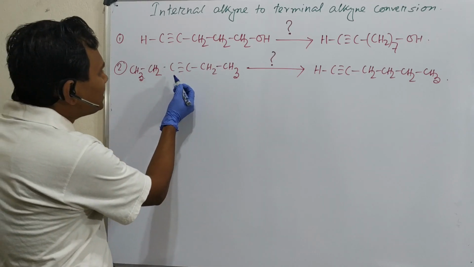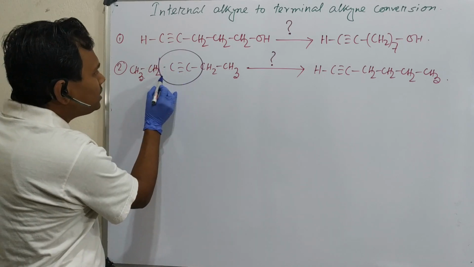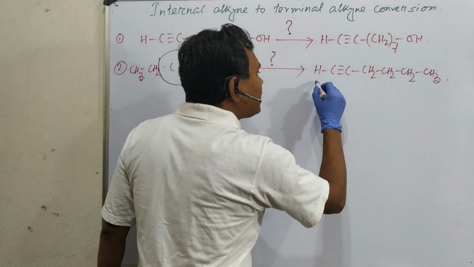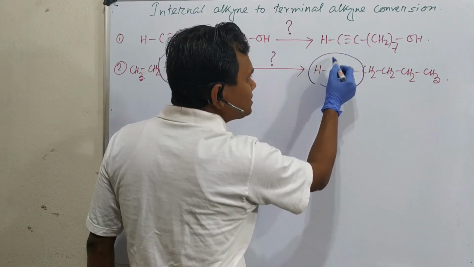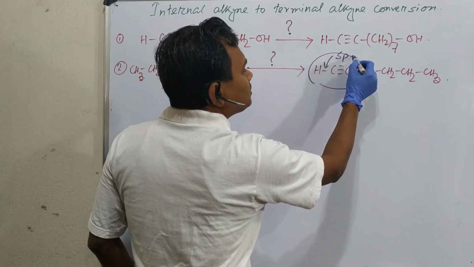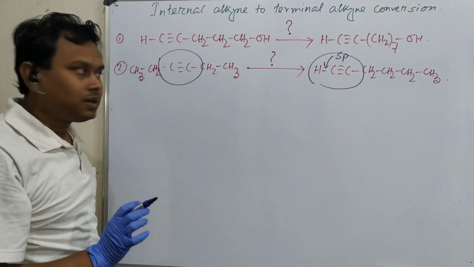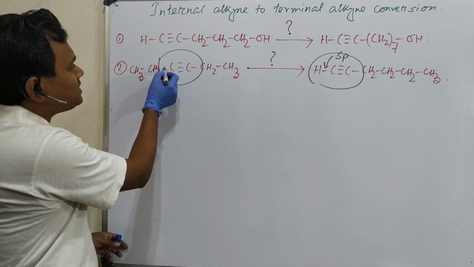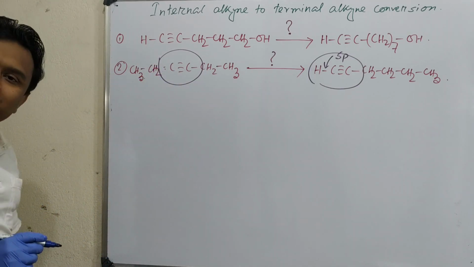See, what do we mean by internal alkyne? It means the triple bond is in between the alkyl groups. And what is terminal alkyne? Terminal alkyne means one part should be C-H, an SP-CH bond. Okay, so this is the part. But see, here no SP-CH is there. This is an SP-CC bond. Okay, so for that reason, what reagent are we going to use?